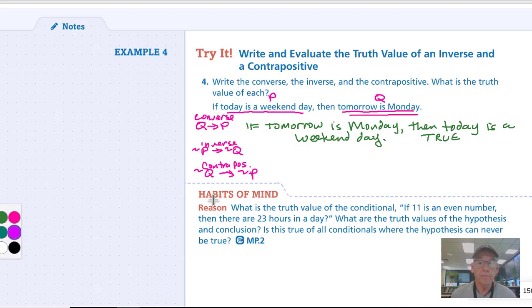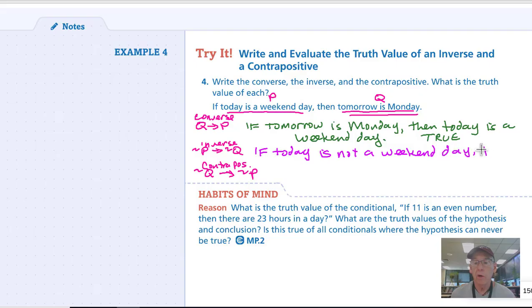Let's look at the next one, the inverse. So we want to do not P, not Q. If today is not a weekend day, then tomorrow is not Monday. So if today's not a weekend day, that means it's going to be like Monday through Friday. The next day is not going to be a Monday. So this is also a true statement.